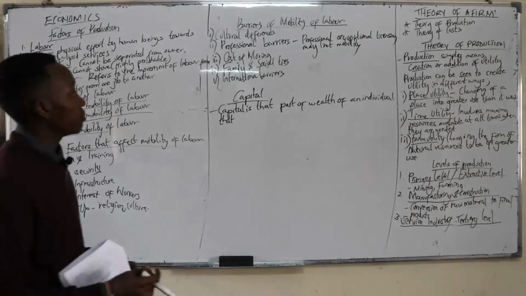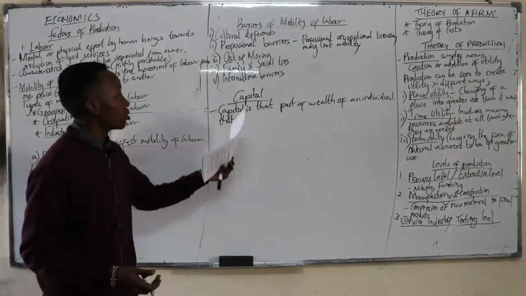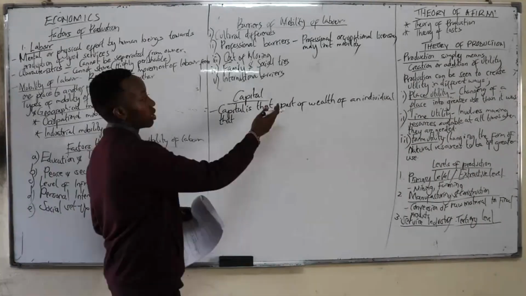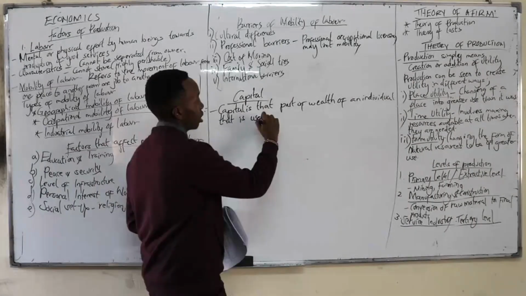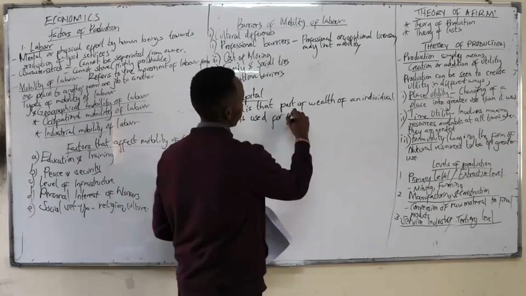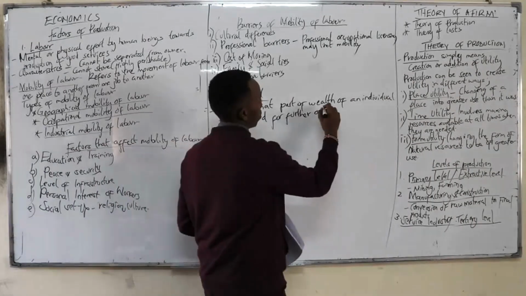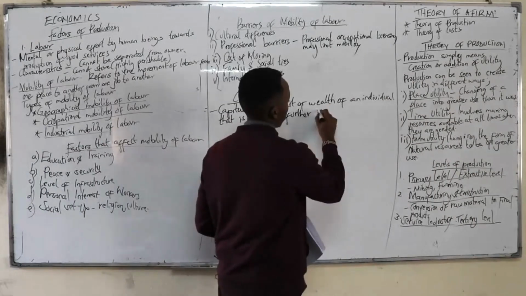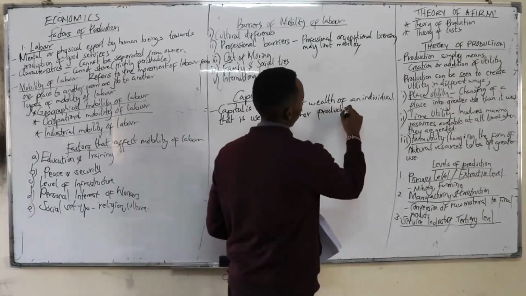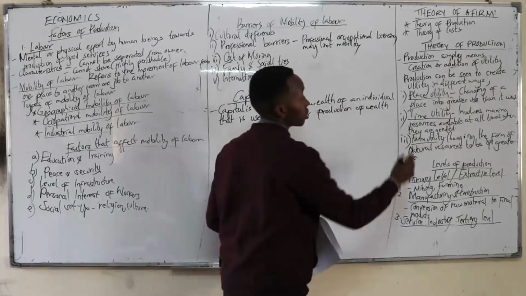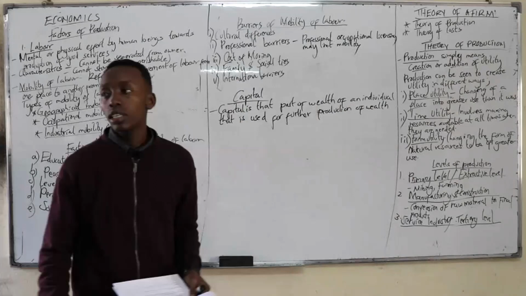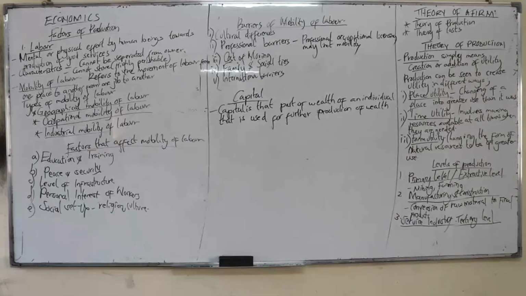And then, capital is that part of wealth of an individual that is used for further production of wealth. What this means is that we use it to create more wealth, and we can actually earn something from it.